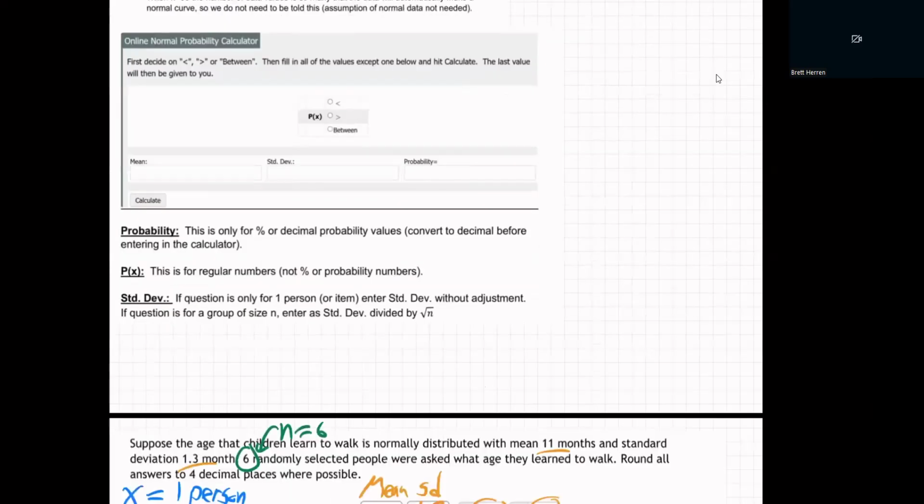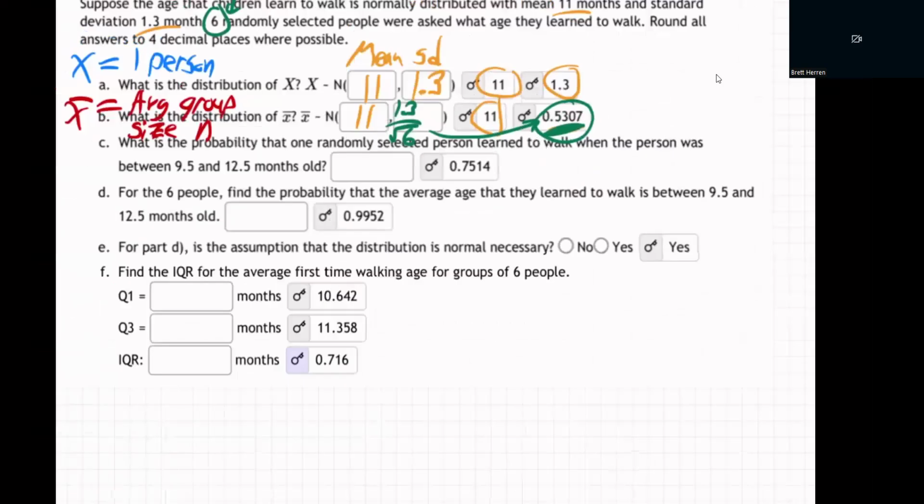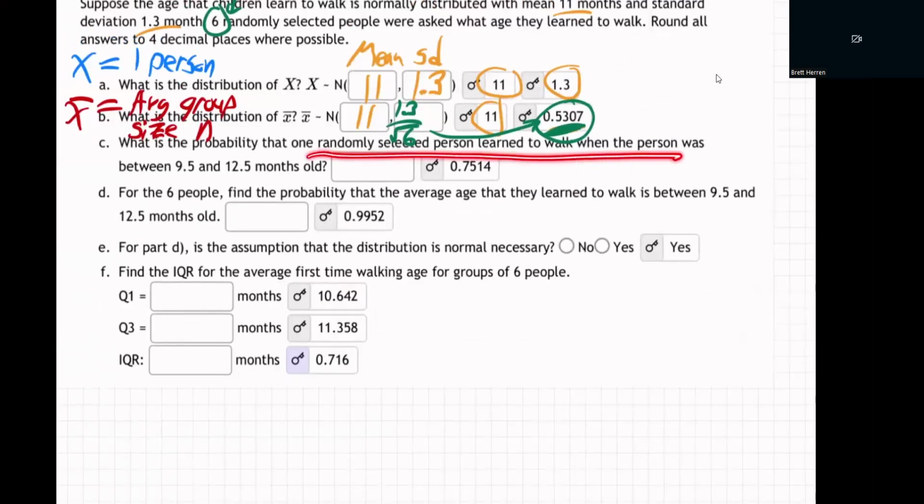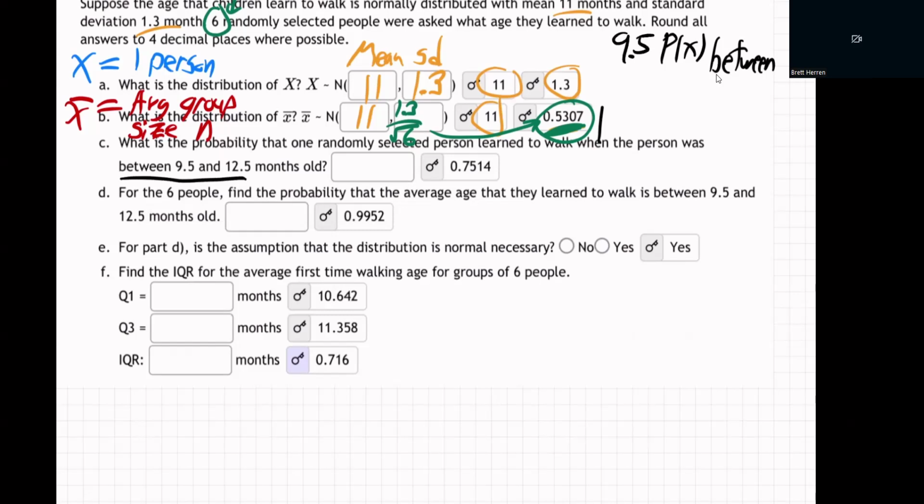Okay, so let's go to it. So let's say, what's the probability that one randomly selected person? So what is the probability? So when I come up here, it's going to ask me P of X. This is what the calculator is going to do. And I'm going to choose the between option, because it says between 9.5, and the 9.5 will go here.